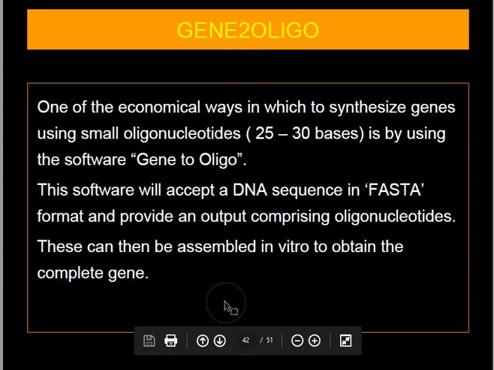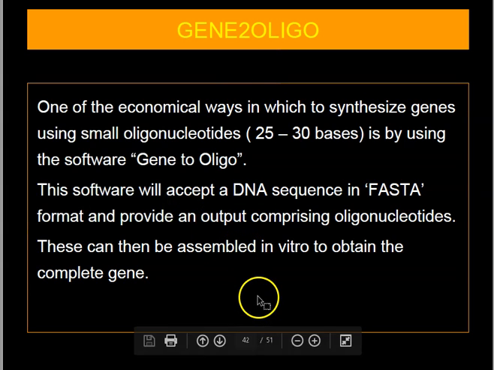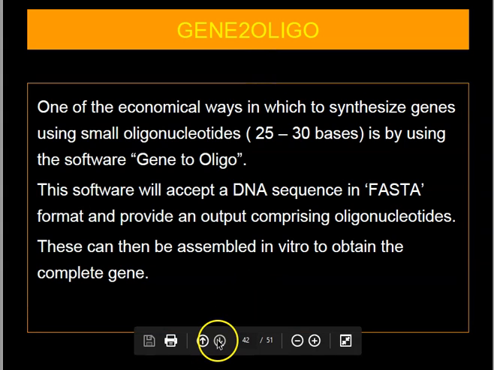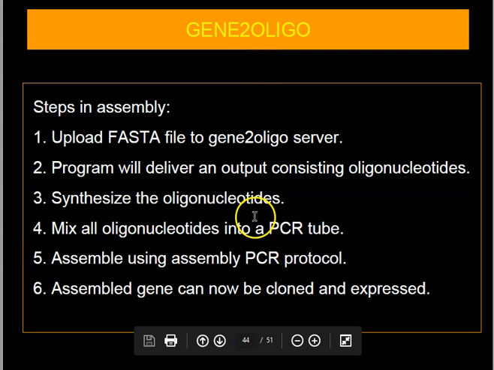Now, in addition to Gibson assembly, we do have another procedure which is known as assembly PCR, and you have to utilize a software known as Gene2Oligo. Now this is an older method, and the method has basically been developed in a time at which there were no synthetic gene systems. So this method is no longer utilized. However, you should know that you can utilize this method in the event that you do not have access to specific genetic elements.